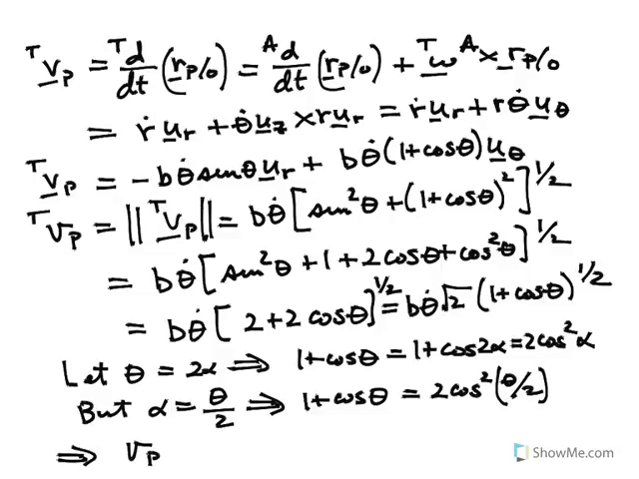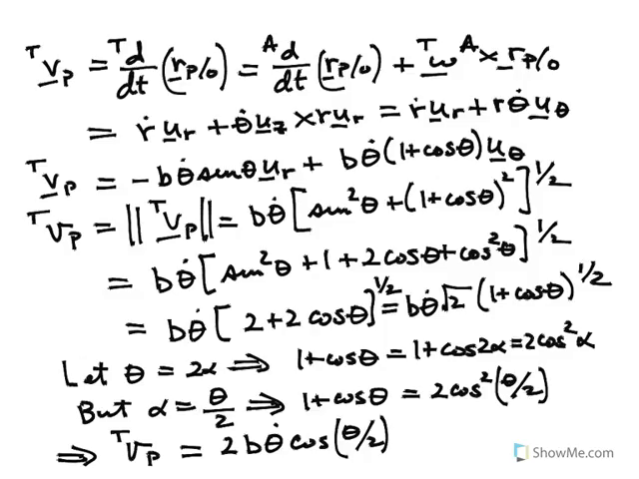So this gives me that the speed is equal to b times theta dot, and then there's a 1 plus cosine theta to the 1/2. 1 plus cosine theta to the 1/2 is the square root of 2 times cosine of theta over 2. There's another square root of 2. So I get 2b theta dot times the cosine of theta over 2 for my speed. So now what I can do is get the tangent vector.